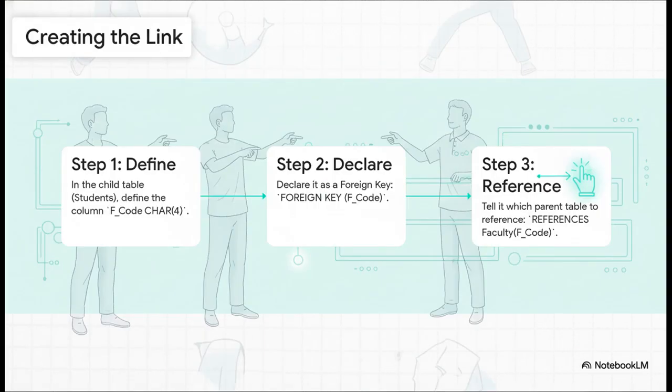So how do we actually build this bridge? In the database language SQL, it's pretty much a three-step command. First, you define the F code column in the students table. Second, you officially declare that column as a foreign key. And third, and this is the most crucial part, you tell it that this key references the F code in the faculty table. With that, it's no longer just a piece of text. It's an active, live pointer to that other table.